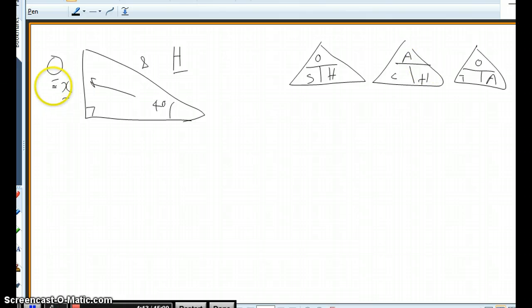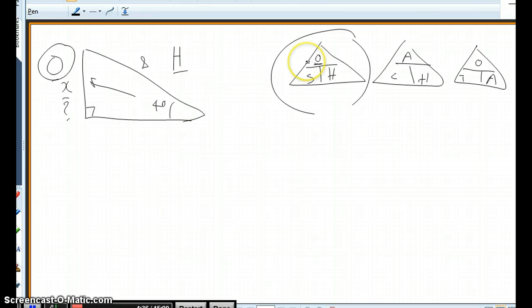This one deals with O and H. So straight away I've identified which function I'm going to use, sine function. The unknown is x, in effect O, the opposite side.